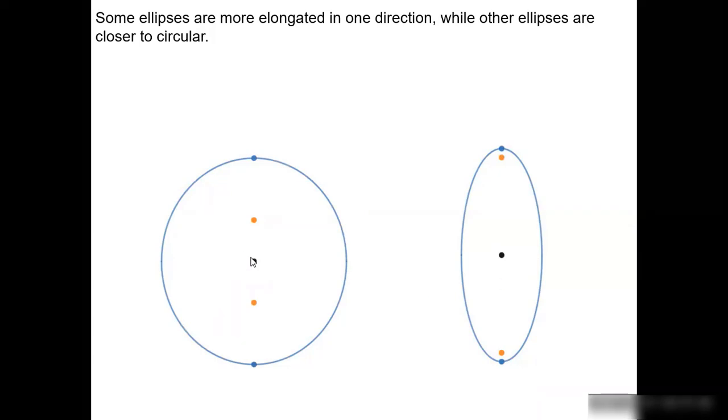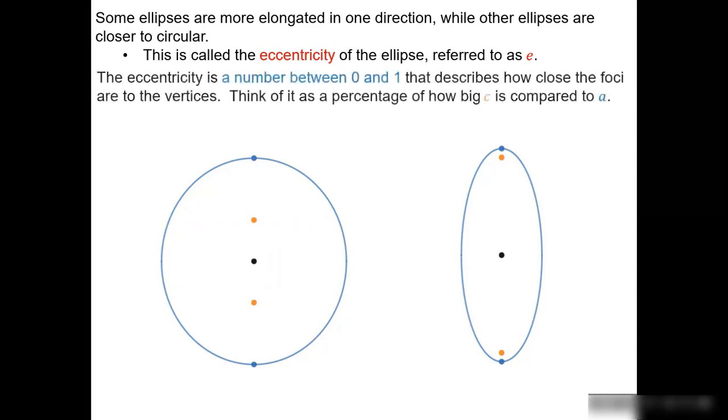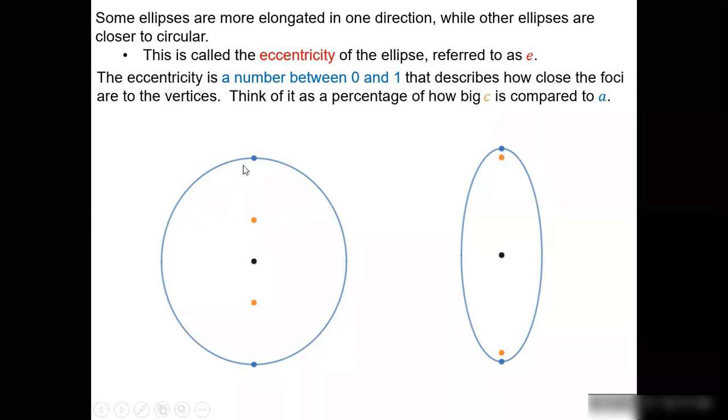But then we look over here and we should see that this one is not as elongated as the ellipse on the right. We refer to this as the eccentricity of the ellipse. Eccentricity is given the variable E. So notice that the eccentricity is always going to be a number between 0 and 1 that describes how close the focus is to the center in comparison to how close the vertex is.